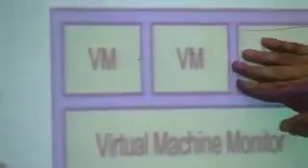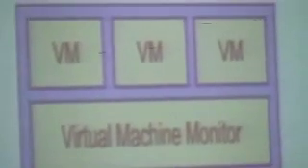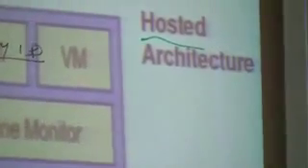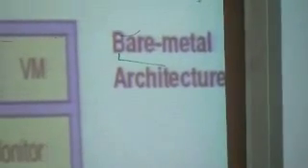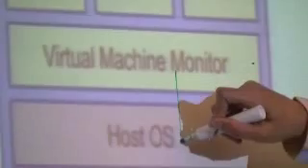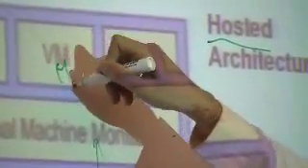So now, what architecture is really used? Well, these are the two broad categories of architecture: the hosted architecture and the bare metal architecture. In the hosted architecture, as you can see, the virtual machine monitor doesn't directly interact with the hardware, it interacts through the host operating system. So this could be, say, your Windows 7, and this could be your Linux, Ubuntu, and this could be your Mac, and this could even be an XP operating system.